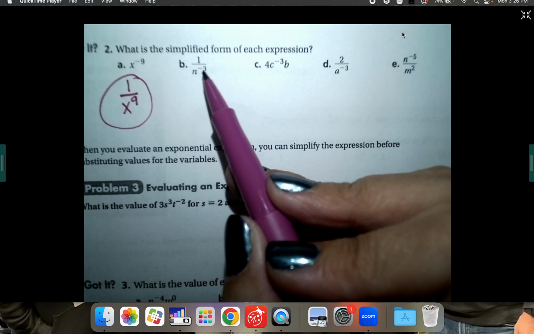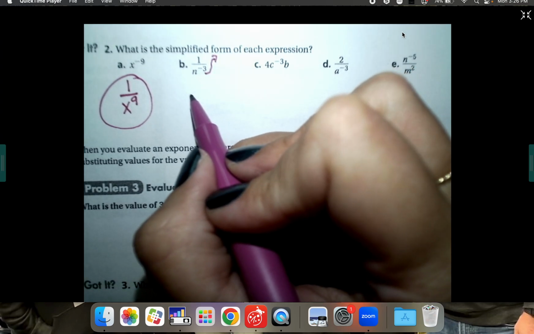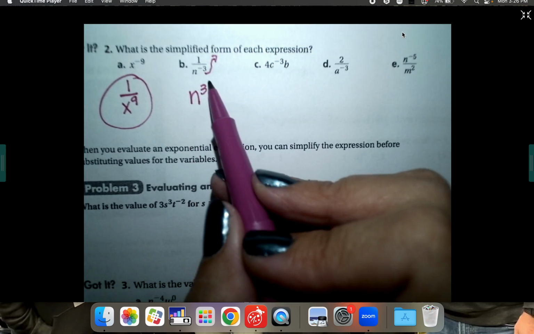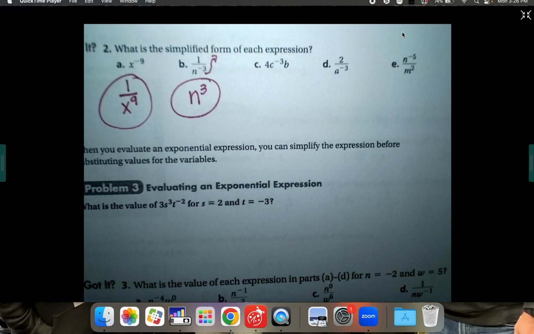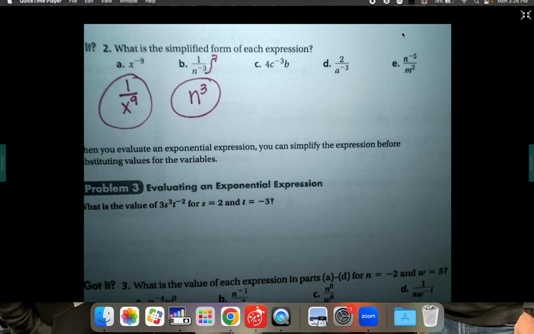n to the negative 3 on the denominator needs to flip to the numerator and become n to the positive 3. Technically, yes, this is over a 1, but you don't need that because anything over 1 is just itself. It's a little blurry. I'm going to see if I can get that. Oh, there we go. That looks a little better.